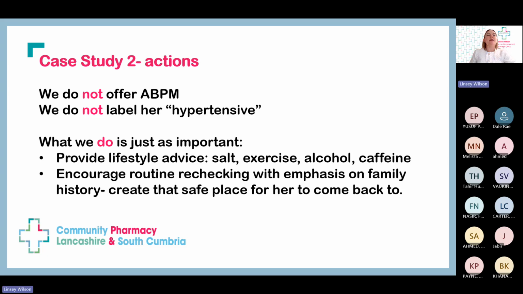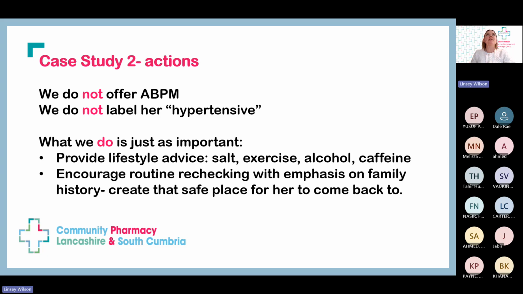So at this stage, we don't need to offer an ABPM. We don't need to label her as hypertensive because she's sat just underneath. What we do need to do is just as important though. So provide that healthy lifestyle advice: reducing salt, increasing exercise, reducing her alcohol. If she's drinking caffeine, then we need to be having a look at the conversations around switching to decaf or reducing the amount of caffeine she's having. Encourage her coming back for rechecking, because that's really important. And again, build those relationships with your patients and that confidence that they can come back to you. She can come back for a check every 3 to 6 months if required.